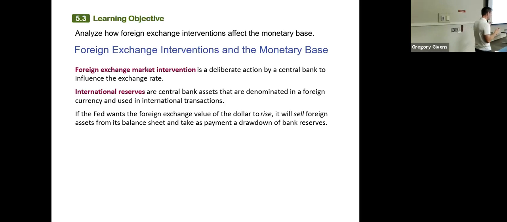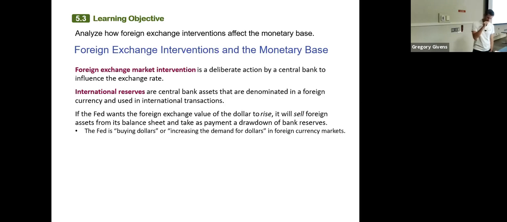If the Fed wanted to change the exchange rate, and I'll use the Fed as my example here, let's say it wanted to increase the value of the dollar, that is, strengthen the dollar or raise the exchange rate, then it would accomplish that by selling these foreign or international assets from its balance sheet, okay? Ultimately, you can think about what the Fed is doing here as taking some of its international reserves, let's say Swiss francs or euros, and purchasing dollars in these foreign exchange markets. In other words, the Fed is basically increasing the demand for US dollars in foreign currency markets. Because the Fed is a significant player in those markets, that's going to have the effect of raising the exchange value of the dollar.